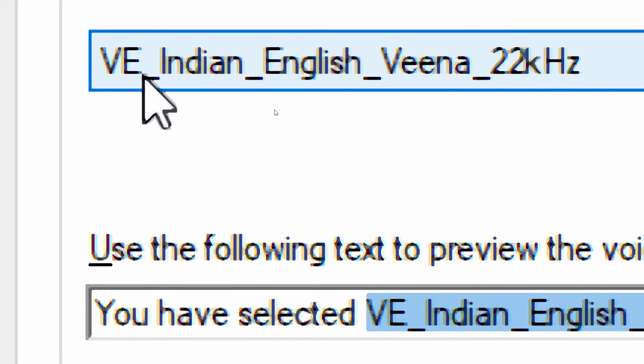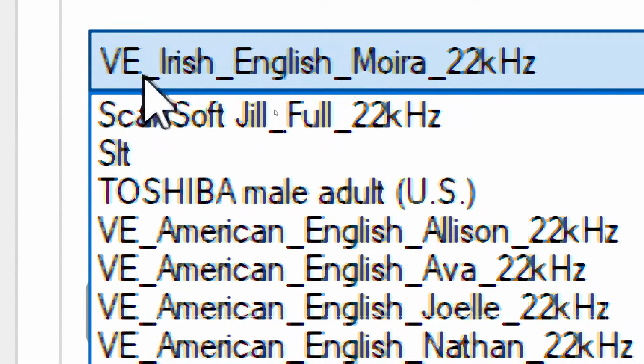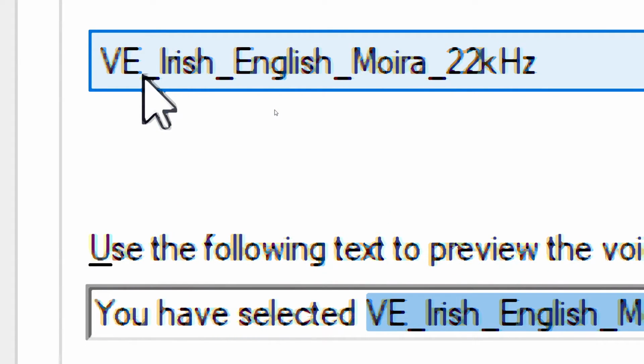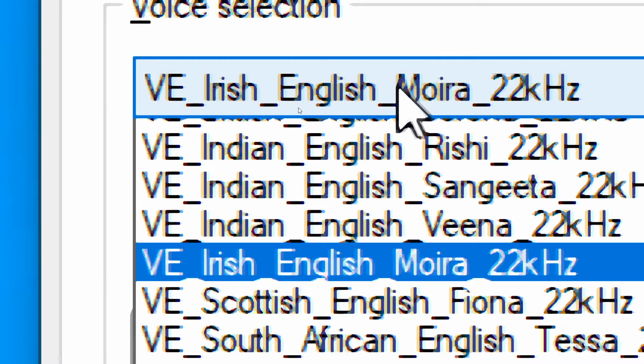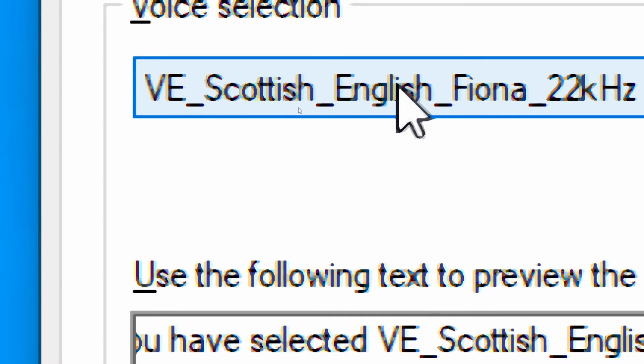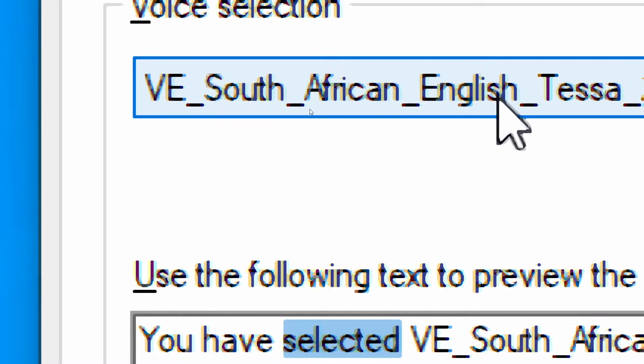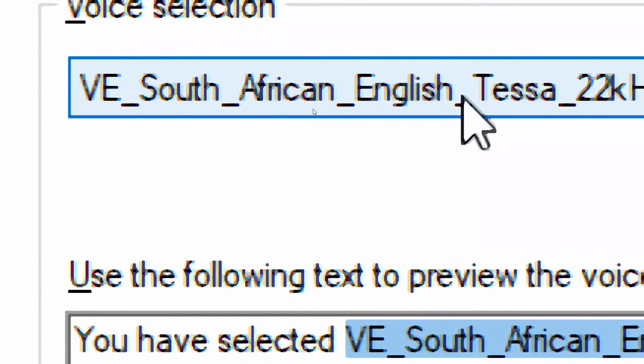You have selected V Indian English VNA 22 kHz as the computer's default voice. You have selected V Irish English Moira 22 kHz as the computer's default voice. You have selected V Scottish English Fiona 22 kHz as the computer's default voice. You have selected VE South African English Tessa 22 kHz as the computer's default voice.